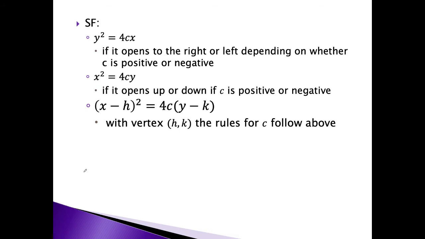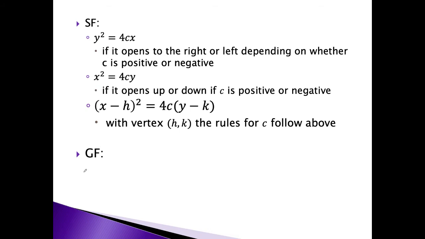So if c is positive, then it opens up. If c is negative, it opens down. Also, if the (x minus h) squared and the (y minus k) were switched, so that it was (y minus k) squared and the (x minus h) were not squared and on the other side, so that it followed the pattern of the very top equation, then I would know that it opened to the left or the right depending on c, just like it did on the second slide of the notes.